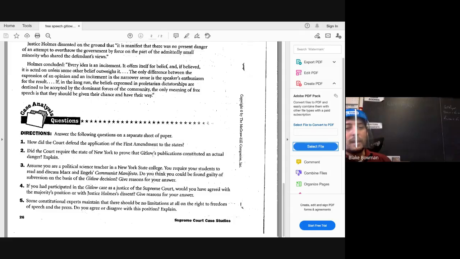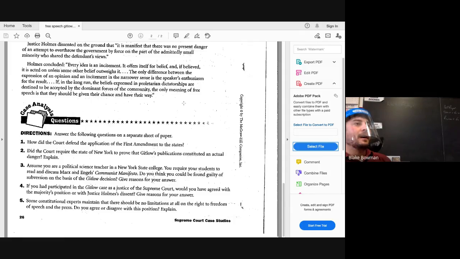Good job. Good job. All right, two, how did the court require the state of New York to prove that Gitlow's publications constitute an actual danger? Explain. How so? What do you have for two? Sarah, what do you have for two? I said no, the court determined that no proof of actual intent was required since statements led to belief and belief implied intent. Yeah, good job.